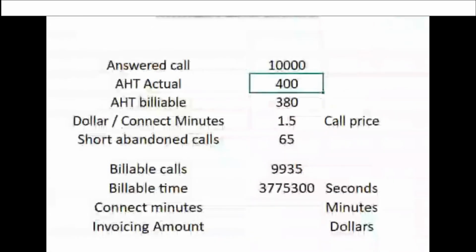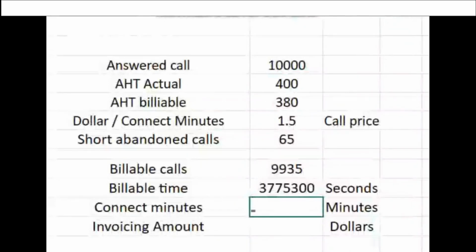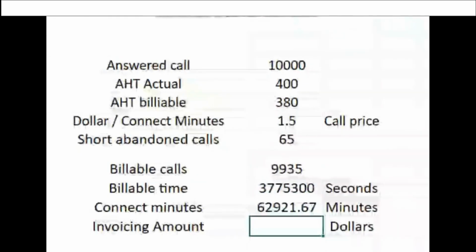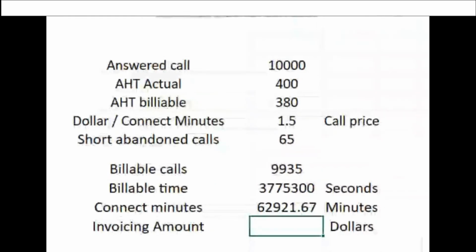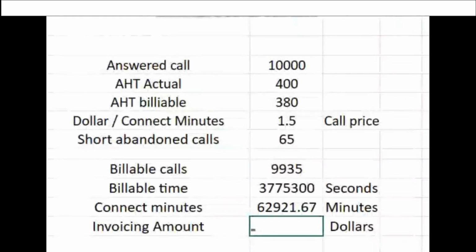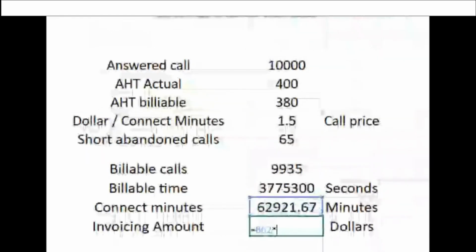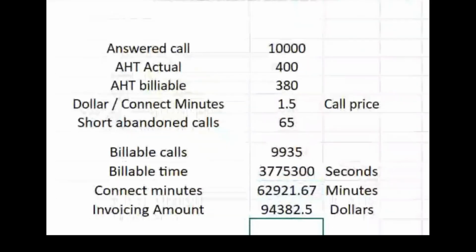Now we have to find out the connect minutes, and to do that, we simply divide by 60. We would then have the connect minutes. Now we have to find the final calculation: what would be the final amount on the basis of the 10,000 calls answered by the call center, that should be billed to the client? The simple formula is your connect minutes multiplied by the call per price, that would be 1.5. So that would be the invoicing amount.